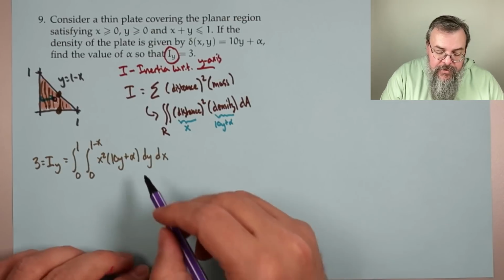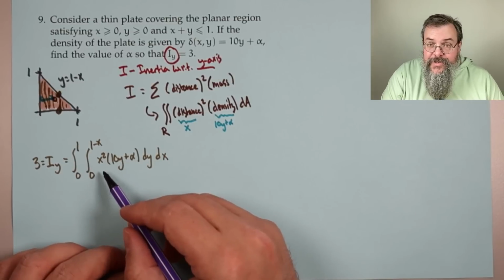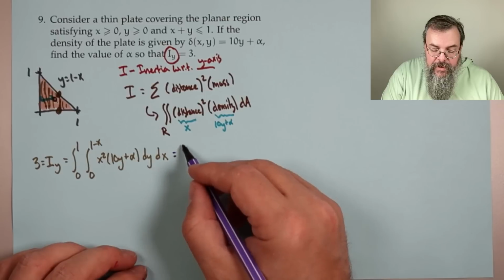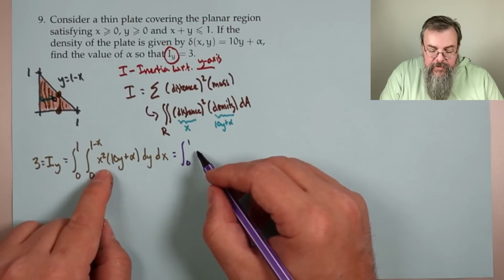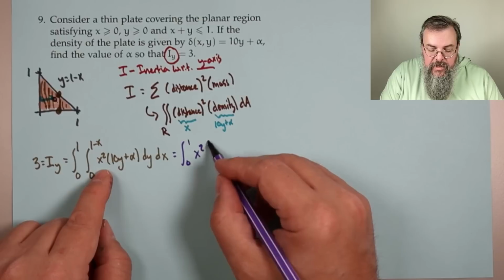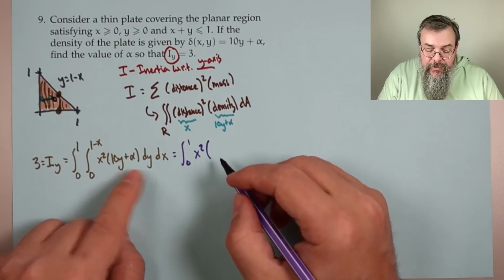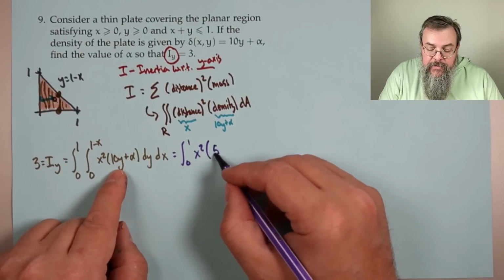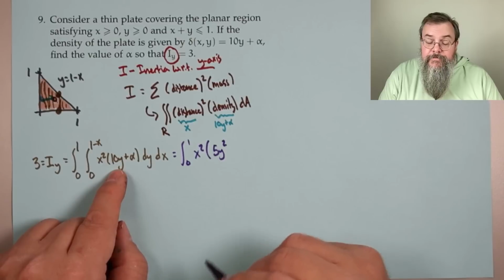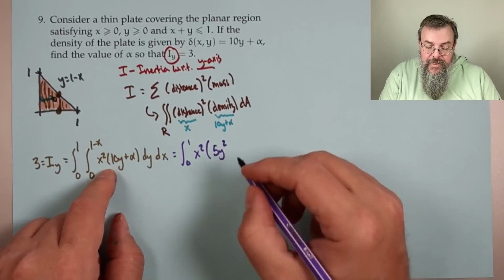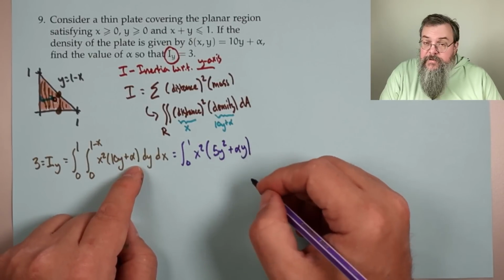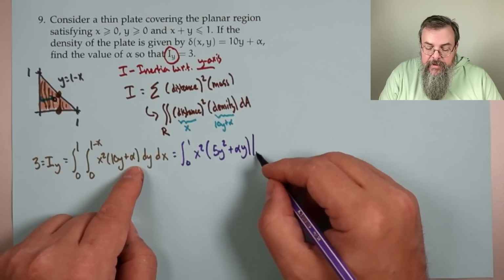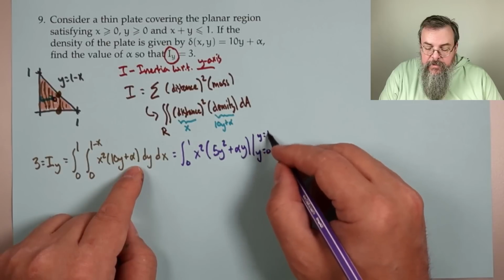We're integrating first with respect to y, so this x squared is acting like a constant. So we have the integral from 0 to 1, and then the x squared is a constant. 10y with respect to y will become 5y squared, right? Add 1, divide by 2. Plus alpha with respect to y is alpha y. Alpha is a constant, we just don't know what it is. Evaluate from y equals 0 to y equals 1 minus x.